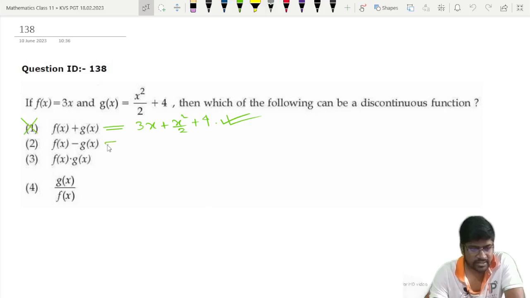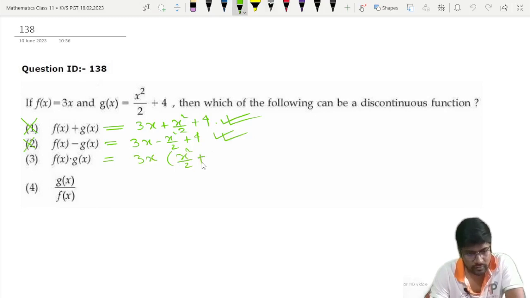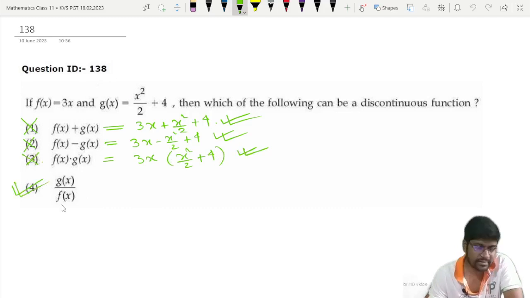And what is f x minus g x? This will be 3x minus x square by 2 plus 4. This is also continuous everywhere. Okay, so this option is also not true. Now f x into g x, that will be 3x into x square by 2 plus 4. Now this is also continuous everywhere because this is also a polynomial function in x. So only one option is left out, so this option will be correct. g x divided by f of x. This is not continuous everywhere. Okay, this function is a discontinuous function.